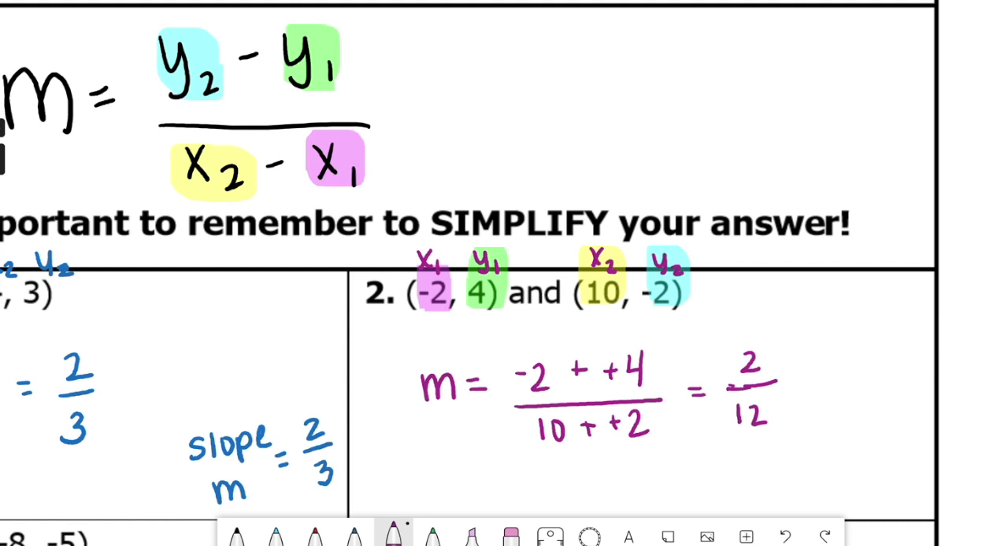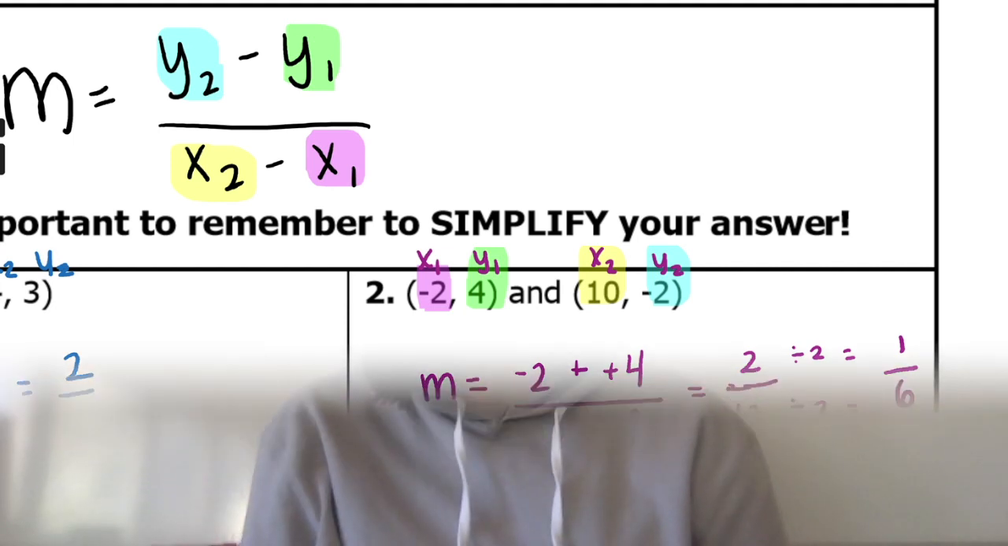And then lastly, although we subtracted, we also have to simplify. So we can of course simplify this by dividing both the top and the bottom by 2. And when we do that, we would get 1/6 as our slope.